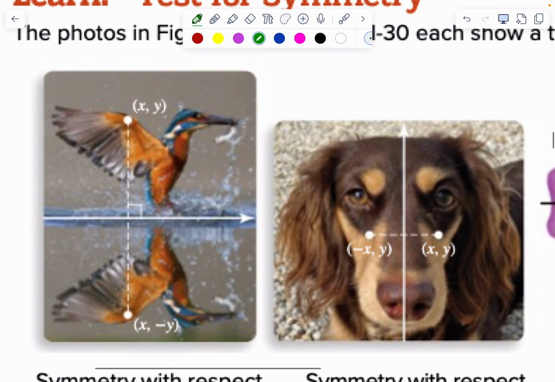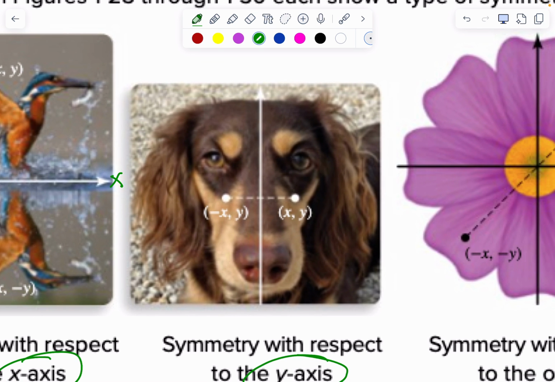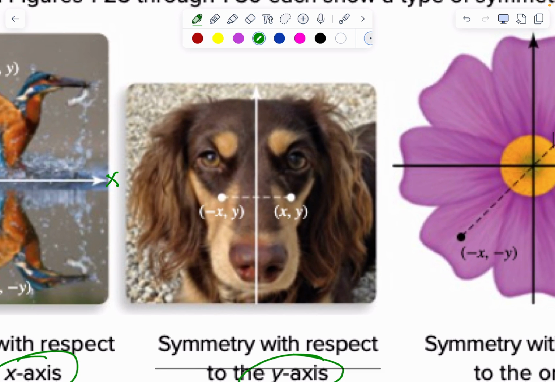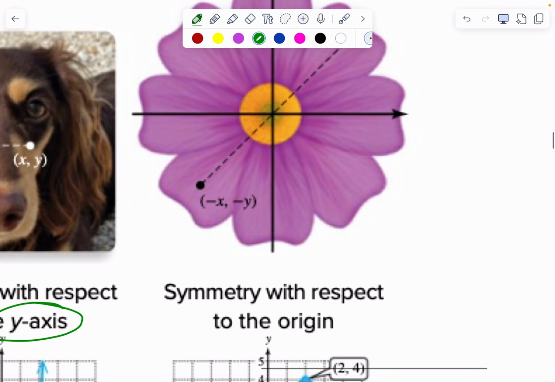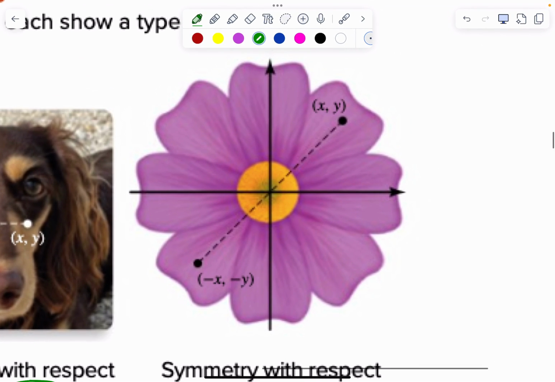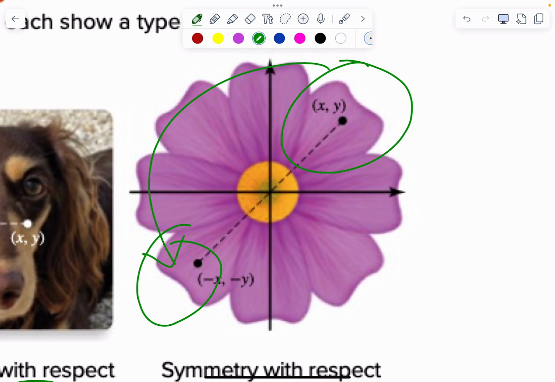So they have like this going on here. This is like a reflection in a bird across the x-axis. That's x-axis symmetry. Same left and right with the dog. That is y-axis symmetry. And this one has symmetry with respect to the origin. So it's like what is here is now here. It's also called rotational symmetry. That's like if you rotate it 180 degrees. So what is in the first quadrant is in the third quadrant. What's in the second quadrant is also in the fourth quadrant.